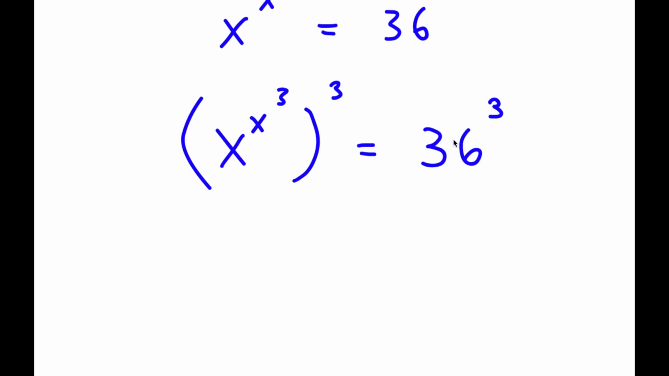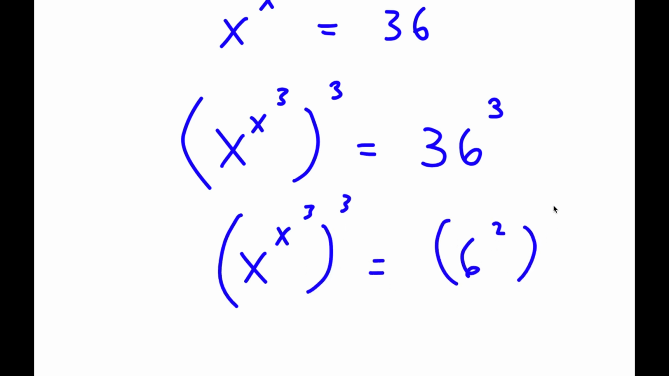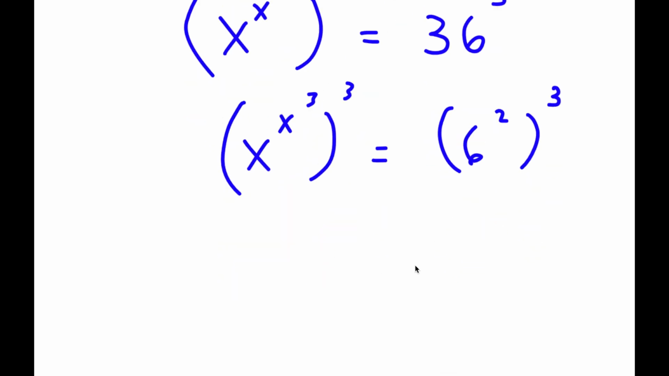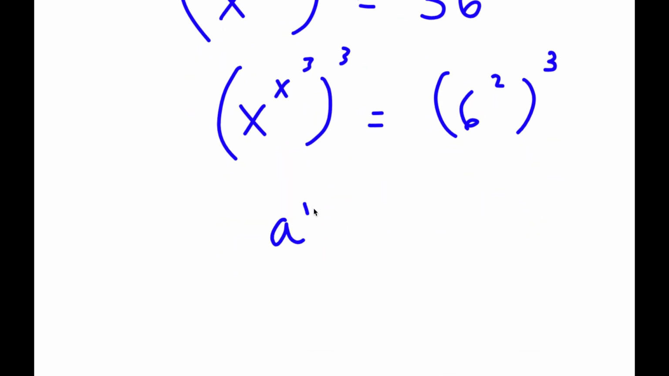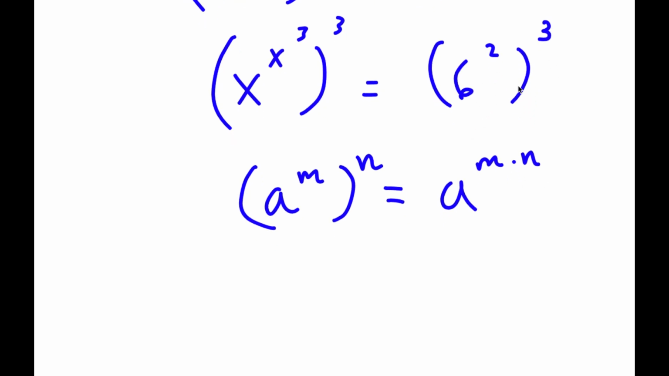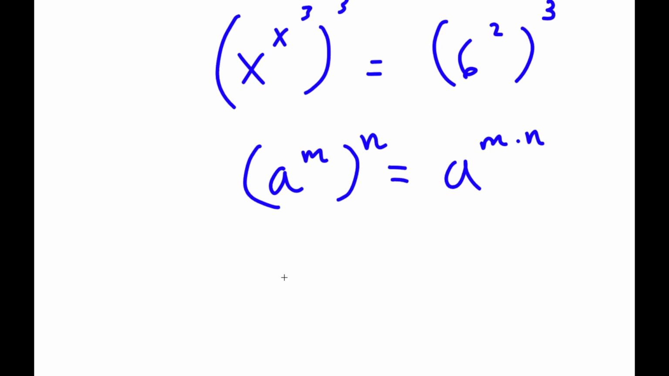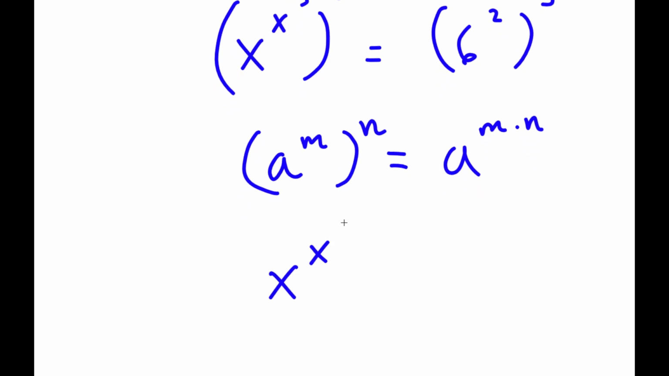Now 36, this is the same thing as 6 to the power of 2. So now I have x to the power of x to the power of 3 to the power of 3 is equal to 6 to the power of 2 to the power of 3. Now if I have something in the form a to the power of m to the power of n, this is equal to a to the power of m times n. So 6 to the power of 2 to the power of 3, that's going to equal 6 to the power of 2 times 3, and 2 times 3 is 6. So now I have x to the power of x to the power of 3 to the power of 3 is equal to 6 to the power of 6.